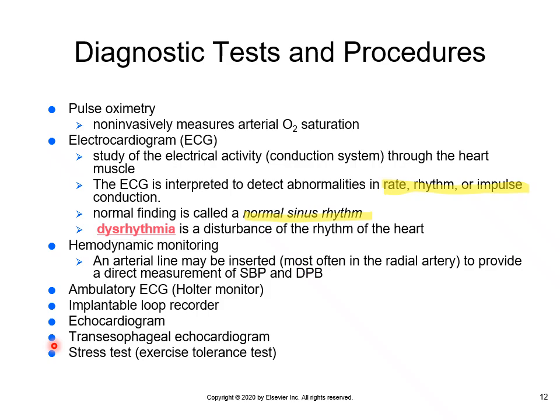In the transesophageal echocardiogram, this is more invasive because it's going to go to the esophagus. Okay, so that machine, or like a tube, is going to go into the esophagus, and that's why it's called transesophageal, and then it's going to do that ultrasound echocardiogram from the inside of the esophagus, pointing towards the heart.